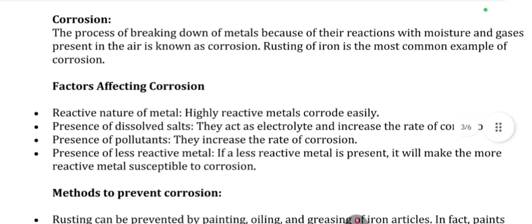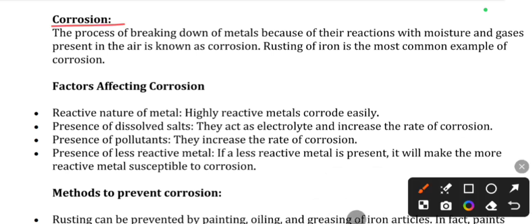So our next topic is corrosion. The process of breaking down of the metal surface because of its reaction with moisture and gases present in air is called corrosion. Rusting of iron: the word rust we use only for iron. Corrosion is a general word we use for every element. Corroded copper, corroded silver, corroded iron you can use, but for corroded iron the specific name is rust.